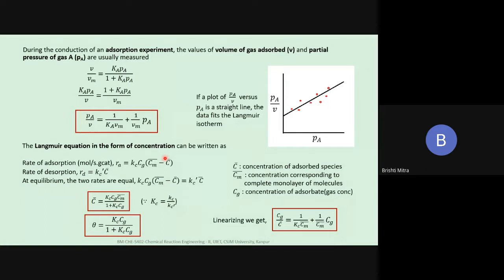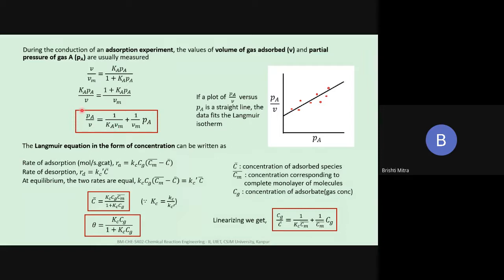And this is the last slide that we had worked on last class. And if I take that, instead of writing theta, if I write it as V by Vm, that means the volume of gas adsorbed by the total volume of gas adsorbed at monolayer, this is equal to KA PA by 1 plus KA PA. Now we try to rearrange this expression to form a linear expression.